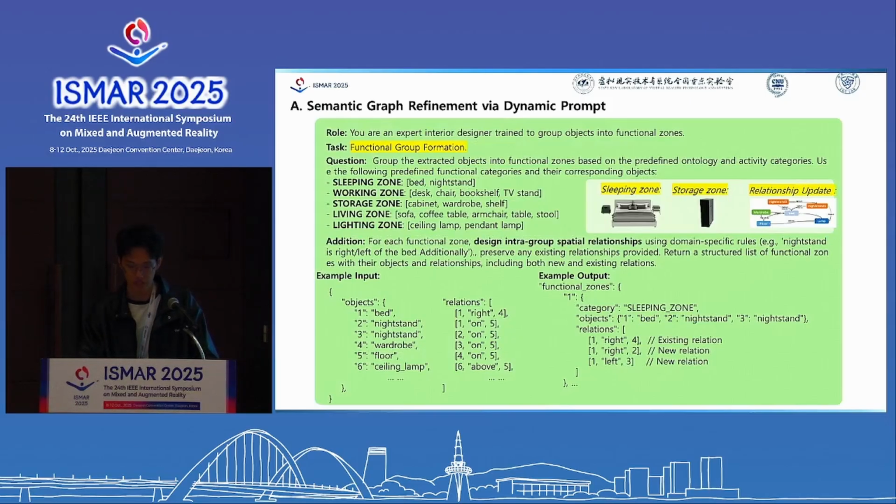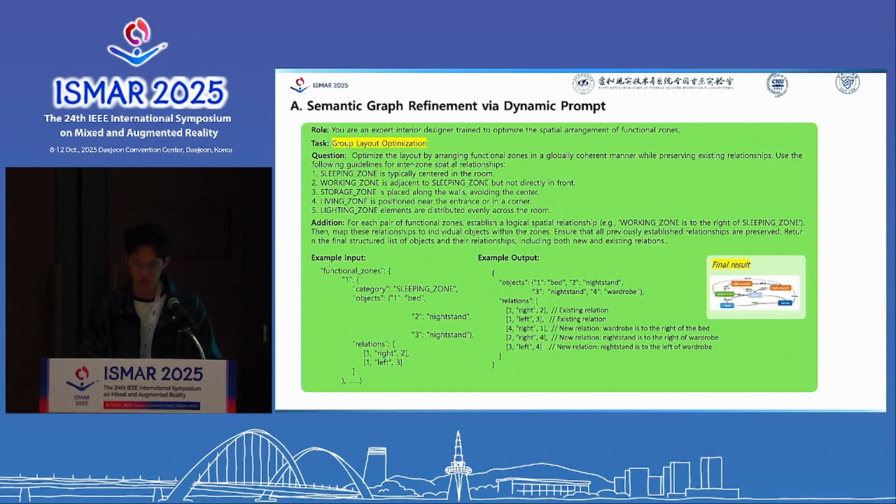Next is functional group formulation. We frame the LLM as an expert interior designer to group objects into functional groups based on predefined categories. We also add intra-group spatial relationships using domain rules while preserving existing relationships. For example, the bed and nightstand form a sleeping zone with new relationships to refine layout coherence.